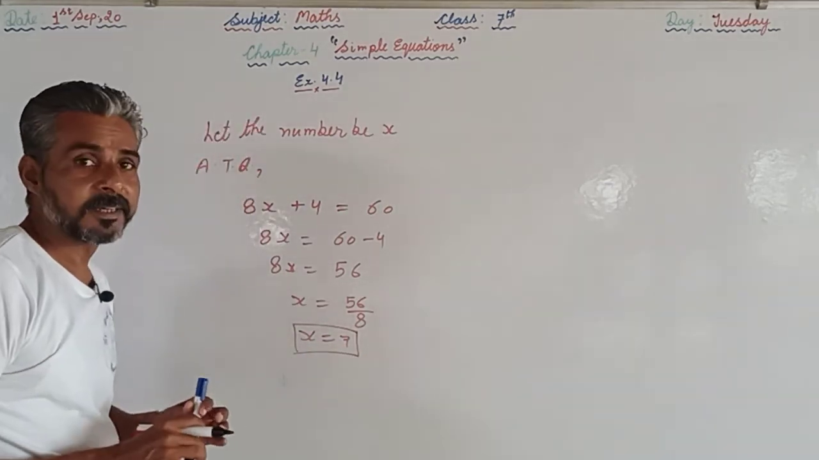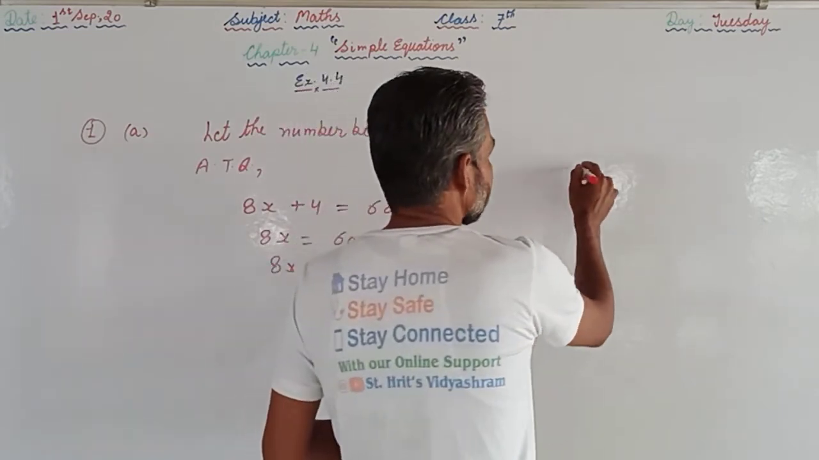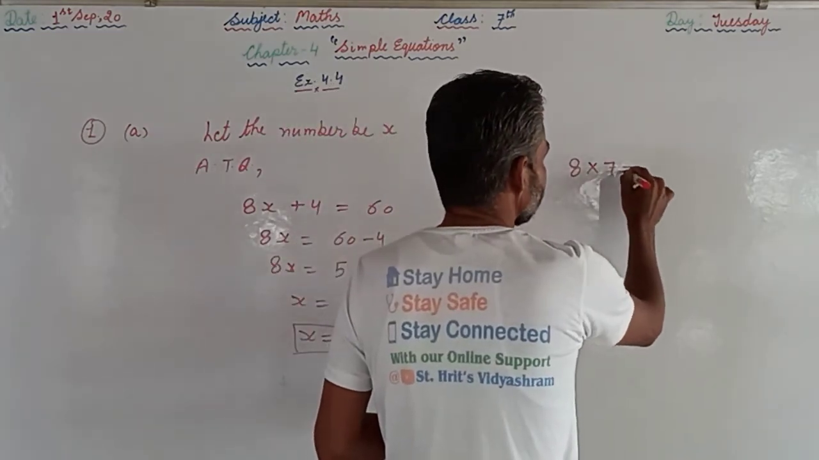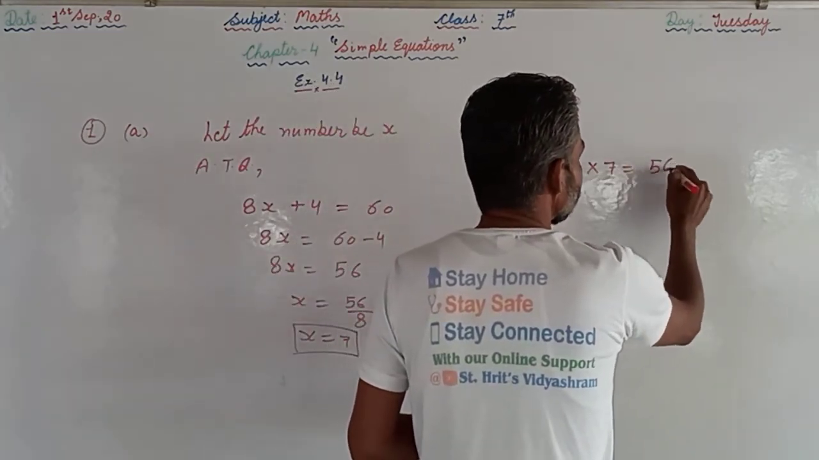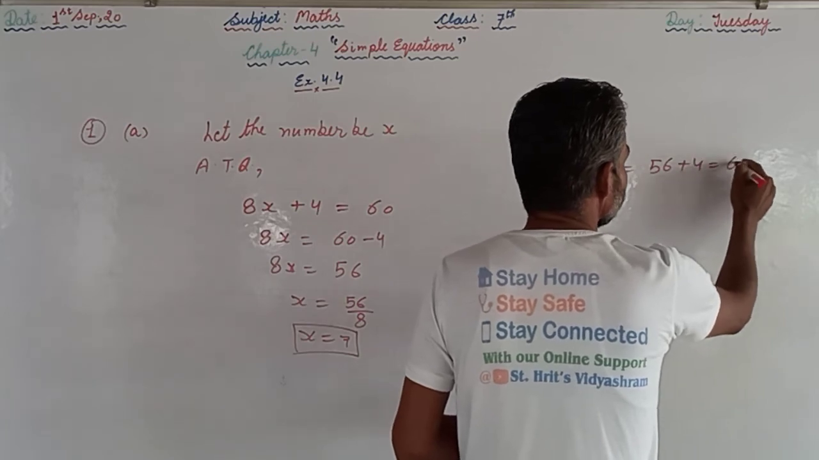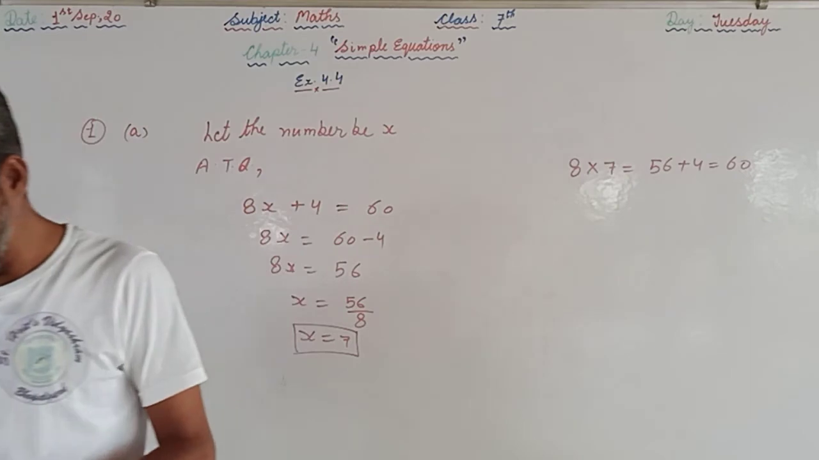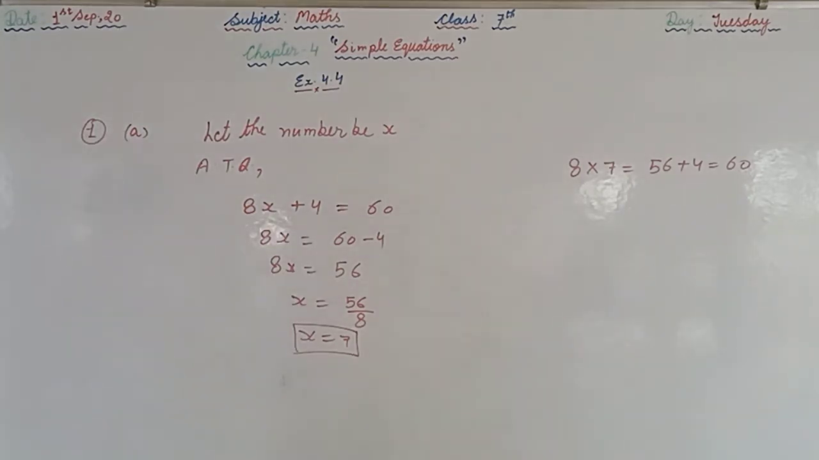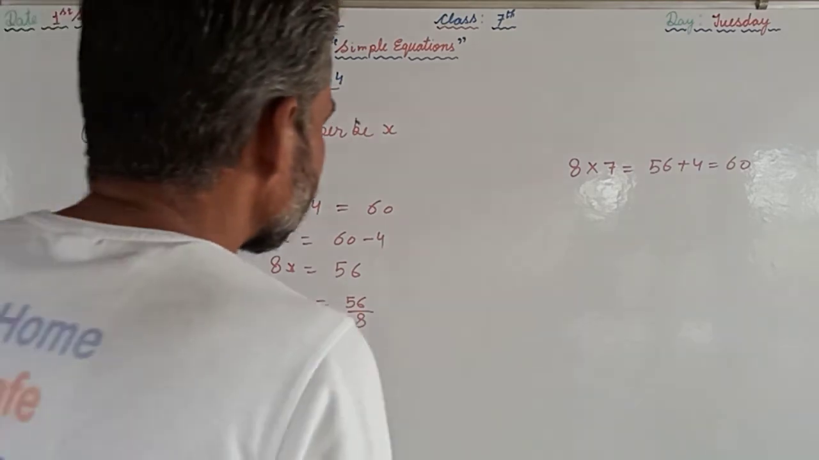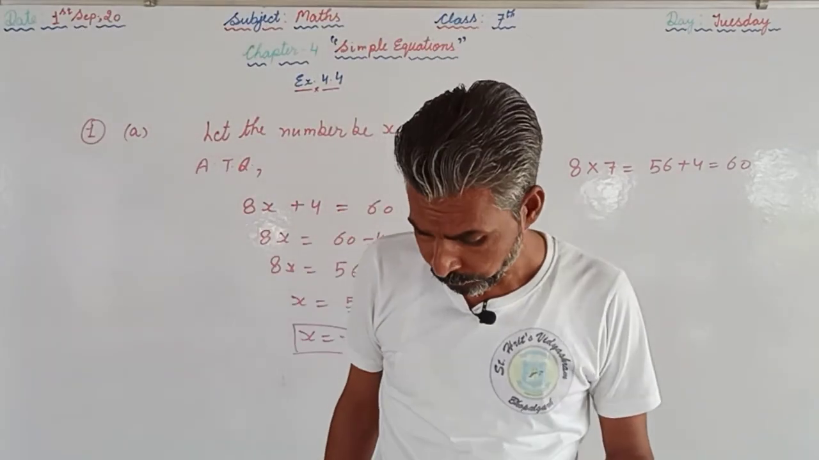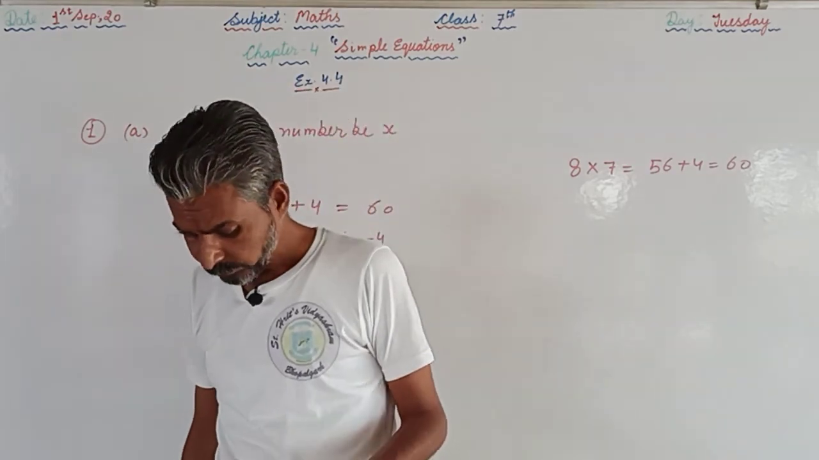The number is 7. 8 times the number is 8 into 7, that is 56, and then we are supposed to add 4 and it comes to 60. That means it is satisfying the given condition that is given in the question. Hence we can say that our answer is right. Like this you are supposed to proceed with the questions.